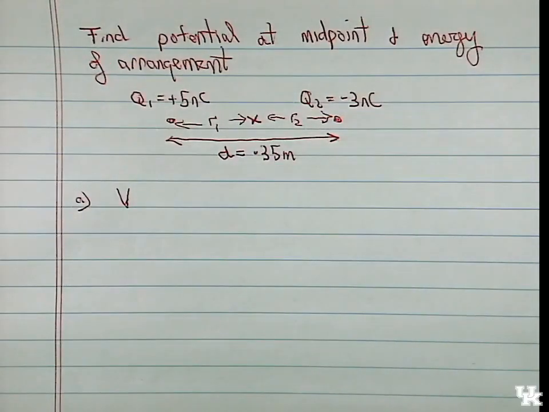So that charge on the left is going to create a potential at the midpoint. That charge on the right is going to create a potential at the midpoint, and we want to figure those two potentials, and then we can use superposition to add up those potentials of those two charges to get the total potential at the midpoint. That's the whole idea here.